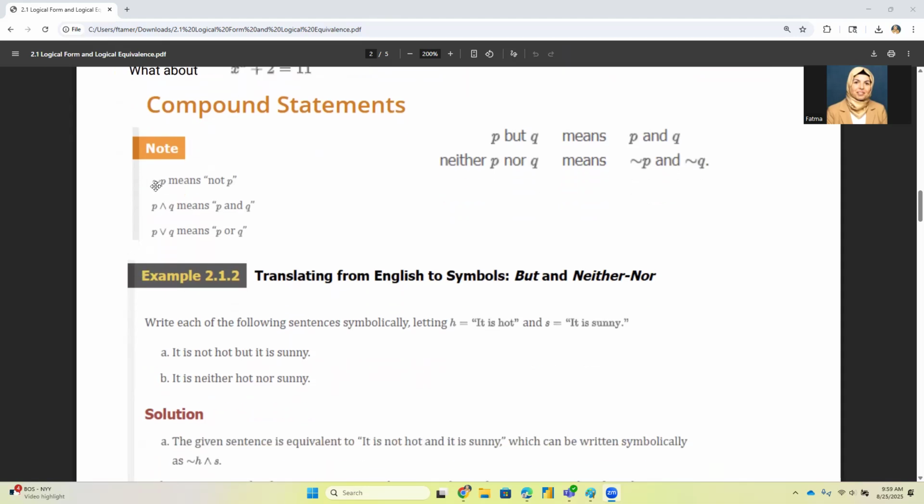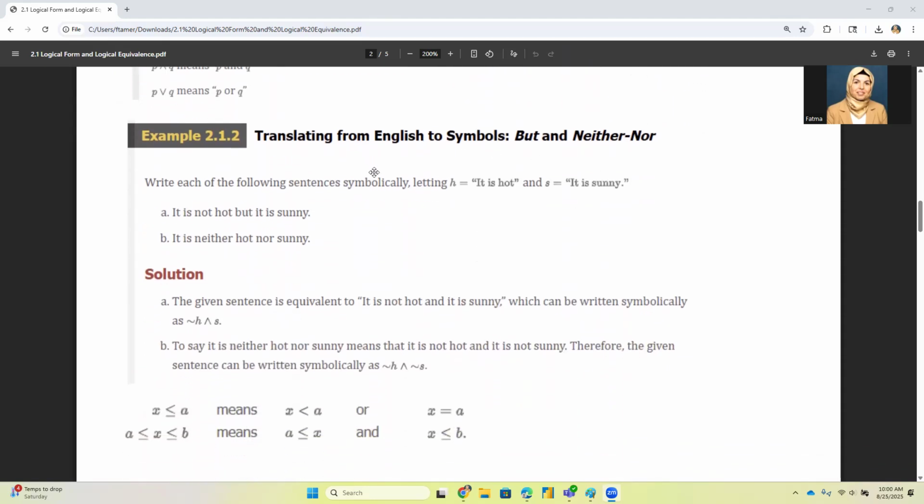So this symbol here means not P. And this symbol here is the representation for and. So whenever you say this, this means P and Q. And this V shape here is called the or. So this means P or Q. So we need to know the meaning of these symbols. This is not P, this is and, this is or. P but Q is P and Q. Neither P nor Q is not P and not Q.